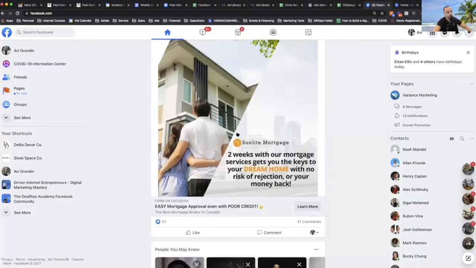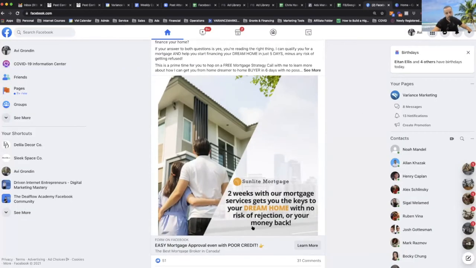But once that's done, your ad needs to have an offer on it. Okay. So first of all, you need to have your brokerage on it, but ultimately, 2 weeks with our mortgage services gets you the keys to your dream home with no risk of rejection or your money back. That's called a risk reversal offer. Does that make sense? You are removing the risk in the mortgage process by saying, or your money back. Okay. It's a risk reversal offer.